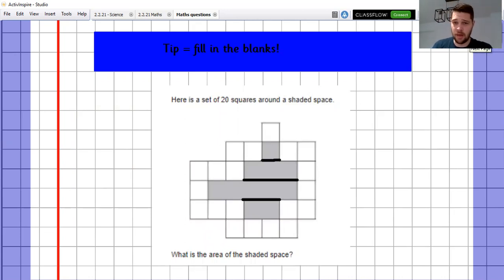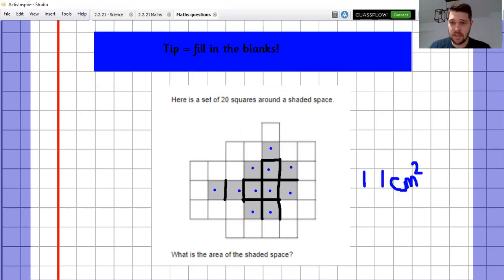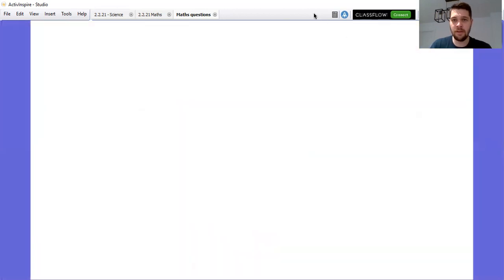So I've connected my lines horizontally going across, and then I connected my lines vertically going up and down. And then that made it a lot easier for me just to count the squares. 1, 2, 3, 4, 5, 6, 7, 8, 9, 10, 11. 11 are shaded in total, so my area of this irregular shape is 11 centimeters squared. Well done if you managed to do that accurately as we went along.